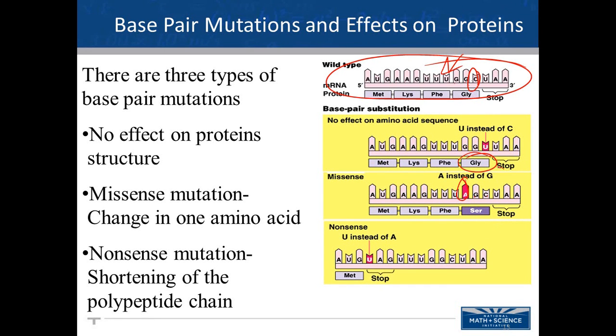This now is going to code for serine. The question is, does having serine there instead of glycine make a difference? It depends on where in the protein this mutation takes place. Sometimes it has an effect on the protein structure, sometimes it does not. If it does not, then that protein is just said to be an isoenzyme or an isoform of that same protein. And they are indeed two different proteins, but the function of the protein does not change.